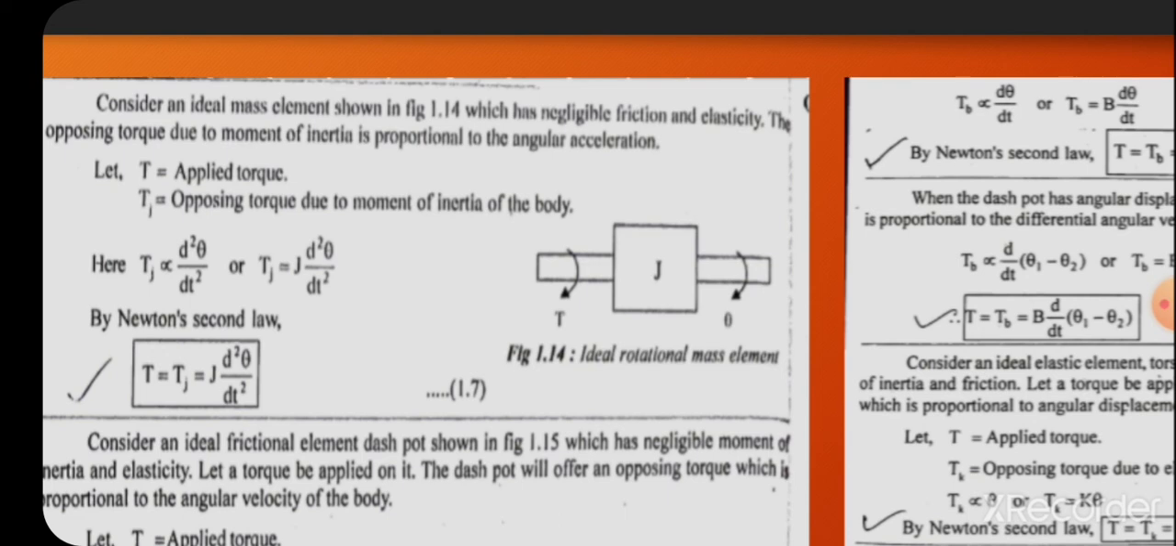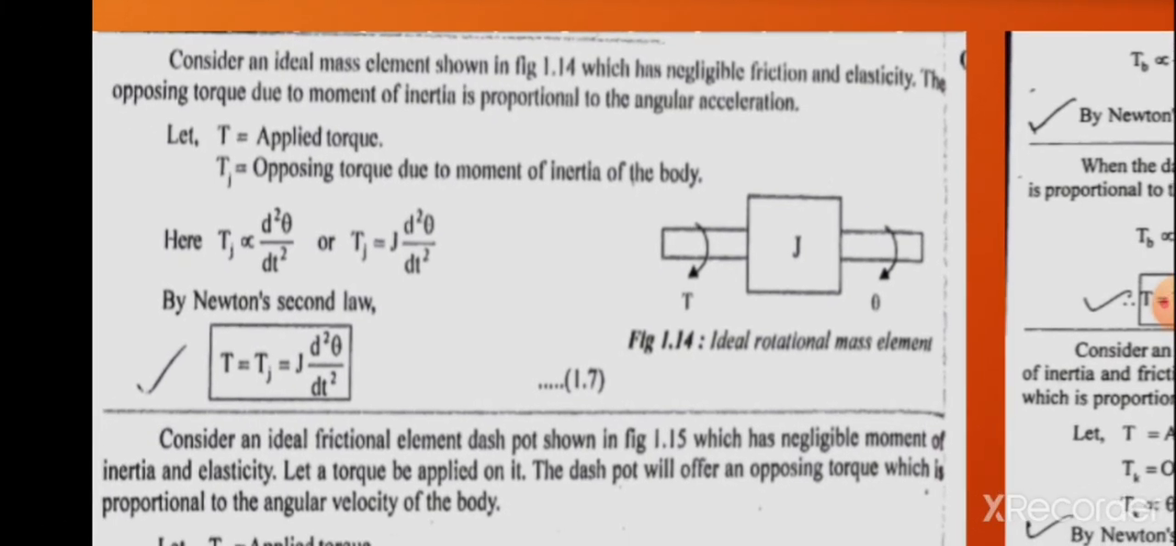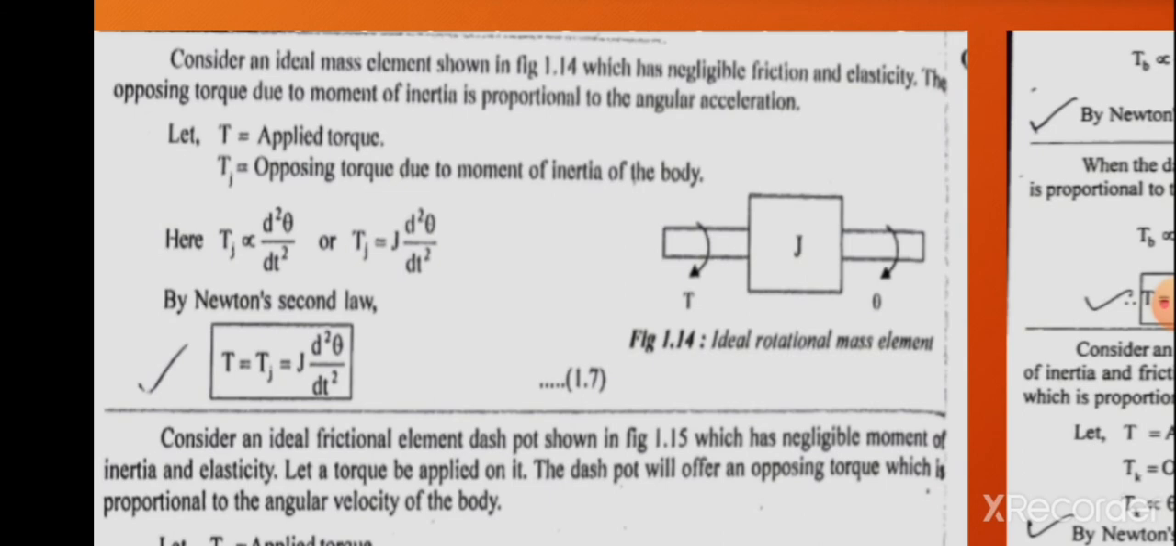So when we are representing the torque balance equation for the idealized mass element with a moment of inertia J and applied torque T and angular displacement theta, we can say that T is the applied torque. Okay, capital T is the applied torque. Next, due to the moment of inertia or mass of the body, there will be an opposing torque. That torque is represented by T suffix J. Okay, so due to the mass of the body, there will be an opposing torque. That opposing torque is represented by T suffix J. So Tj is the opposing torque due to moment of inertia of the body.